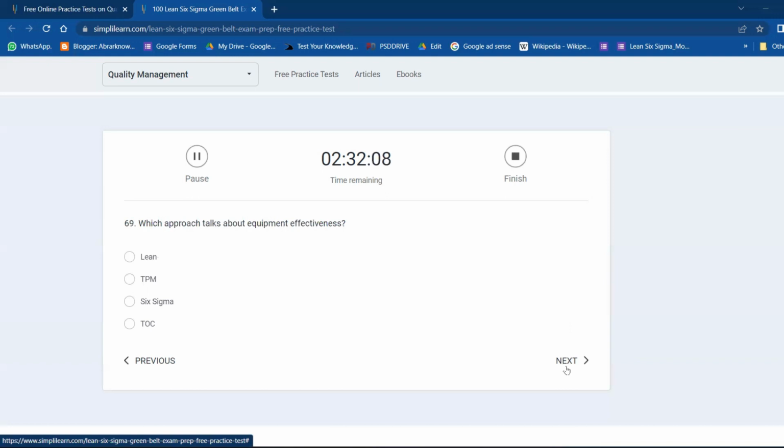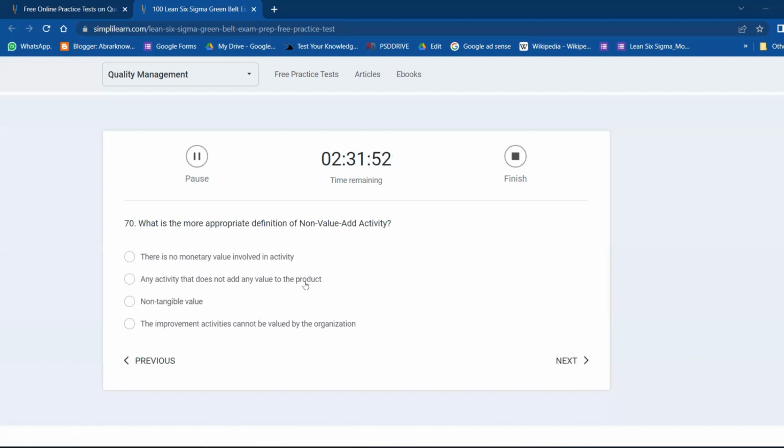Which approach talks about the equipment effectiveness? This is an easy question. Total productive maintenance. What is a more appropriate definition for non-value added? Any activity that does not add any value to the product or service or process.